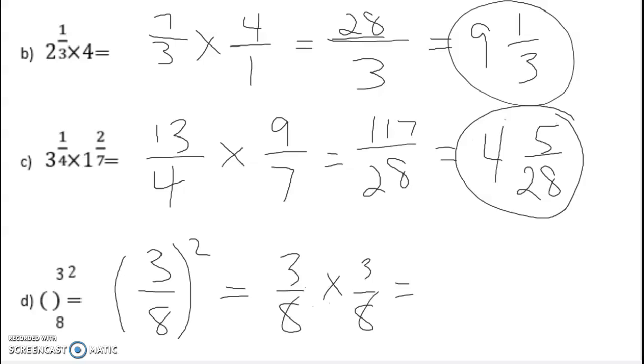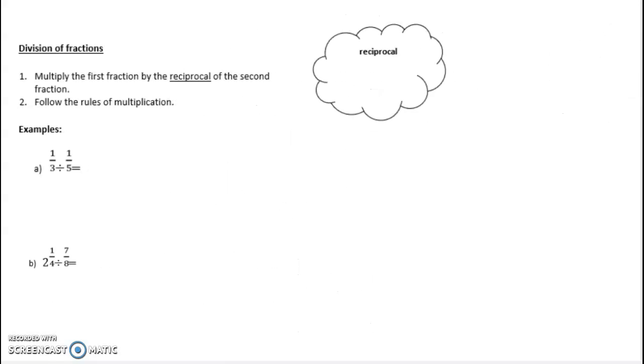Okay, and then we can multiply the numerators together. 3 times 3 gives us 9, and then 8 times 8 gives us 64. Okay, and then we can't reduce anymore, so our final answer is 9/64. Okay, so I'm going to go on to the next one. Remember, if I'm ever going too fast, you can pause this video and rewatch it as many times as you need.